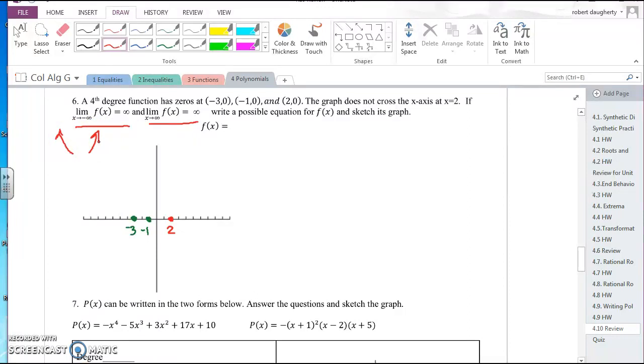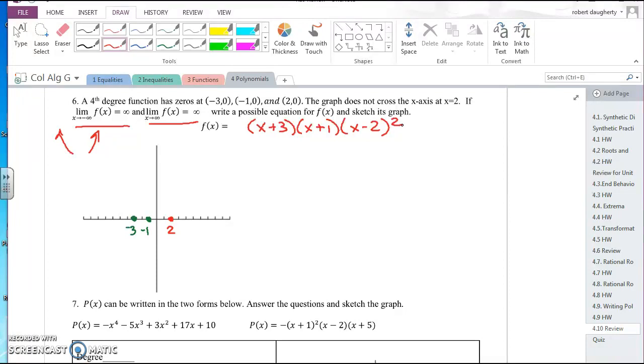So I'm going to have f of x equal, I'm going to have x plus 3, x plus 1, and then x minus 2. If I do not cross the axis, that has to be x minus 2 squared. So multiplicity of 2 means I do not cross the axis there. And now if I can graph this guy, it's going to have to start up and go down.